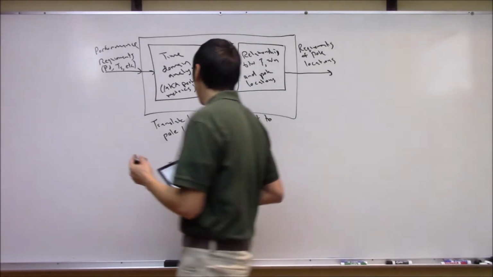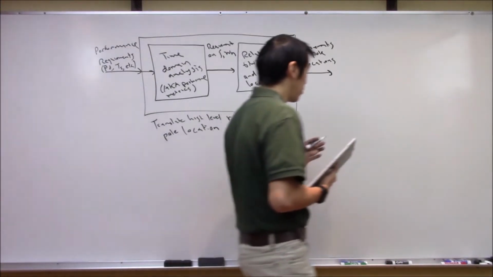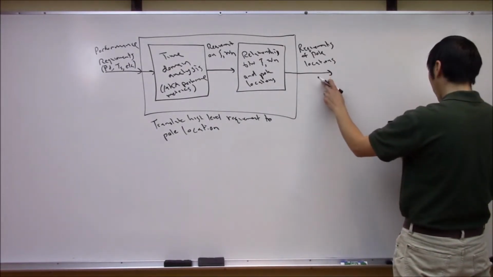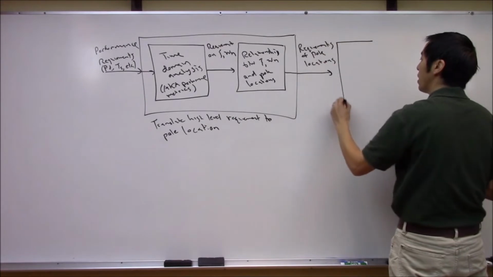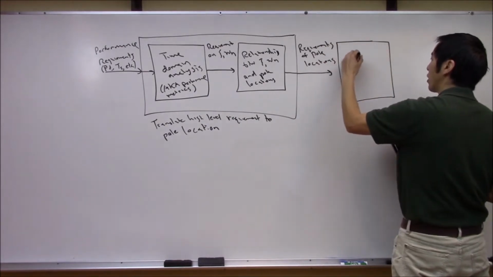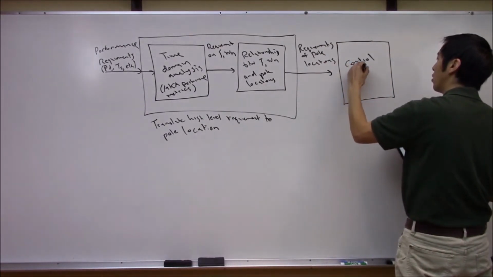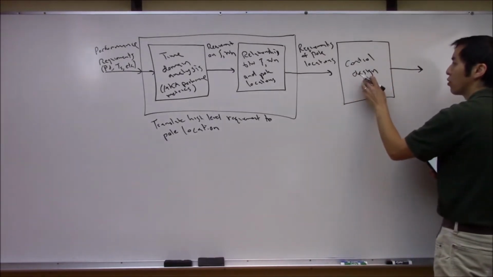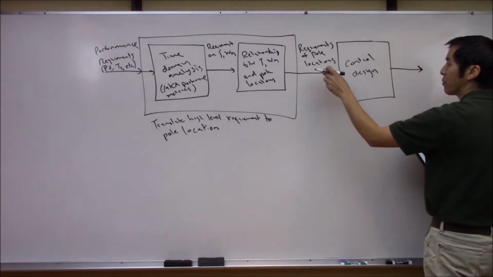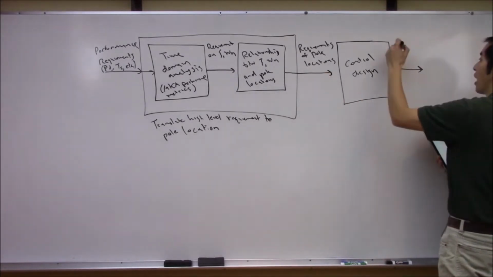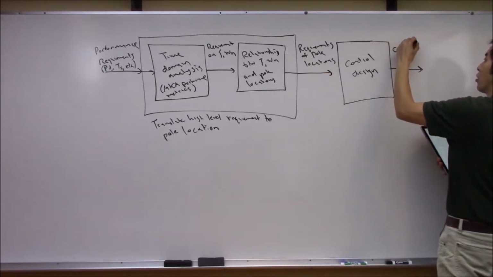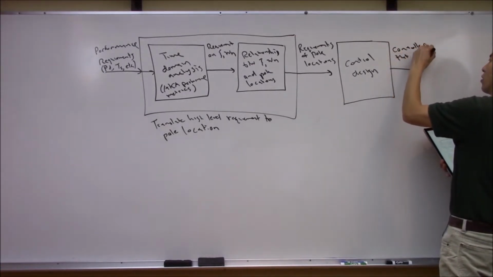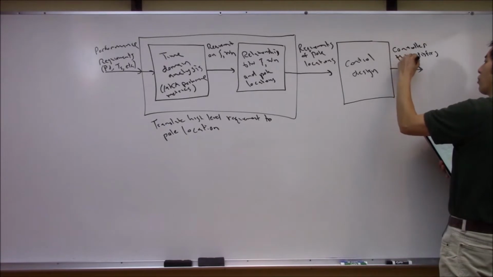So the last box that we need to look at today is that, once we have these requirements on the pole locations, we can finally be in a position to do control design. Because now we can make a controller that is going to put the closed loop poles of the system at these desired locations and basically spit out a controller that satisfies performance requirements, right?